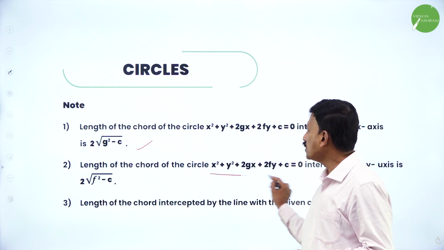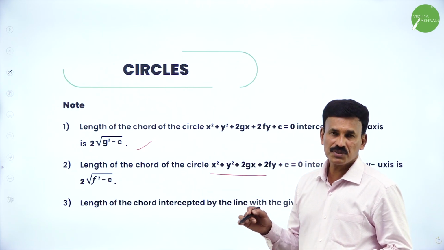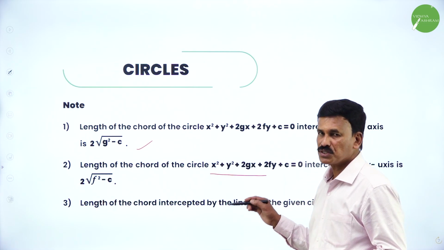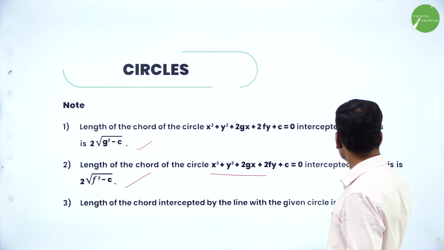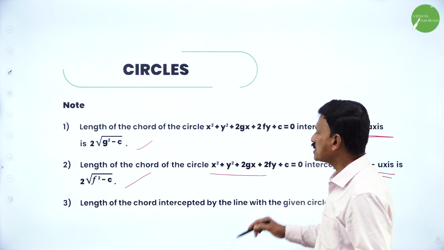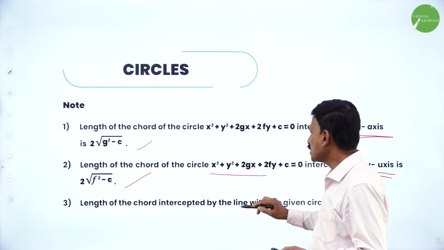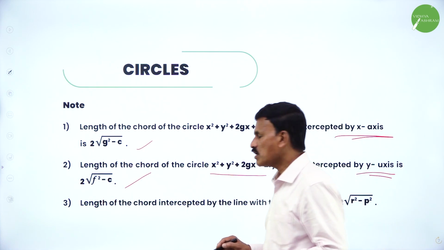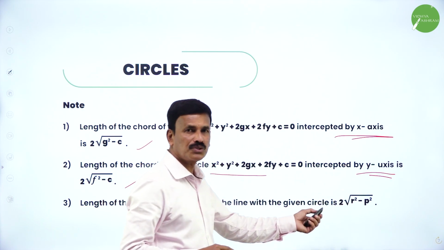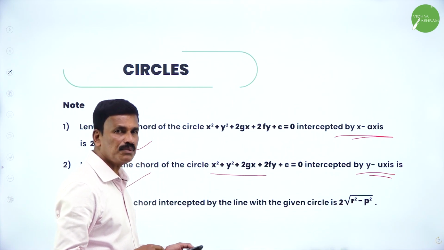Similarly, the length of chord of the circle x square plus y square plus 2gx plus 2fy plus c is equal to 0, intercepted on the y-axis is 2 times root of f square minus c. This is on the y-axis and this is on the x-axis. Similarly, the length of chord intercepted by the line with the given circle is 2 times root of r square minus p square.